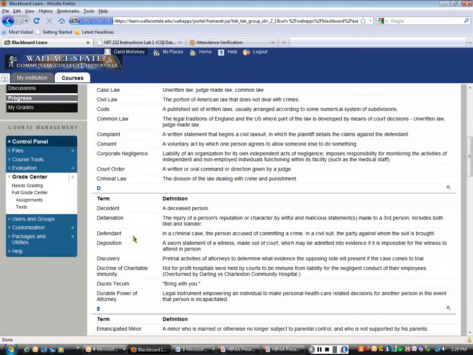A defendant in a criminal case is the person accused of committing a crime. In a civil case or a civil suit, it's the party against whom the suit is brought. So we have the plaintiff, the defendant. We went over that. So the one who is getting sued basically is the defendant. A deposition. A deposition is a sworn statement of a witness made out of court, which may be admitted into evidence if it is impossible for the witness to attend in person.